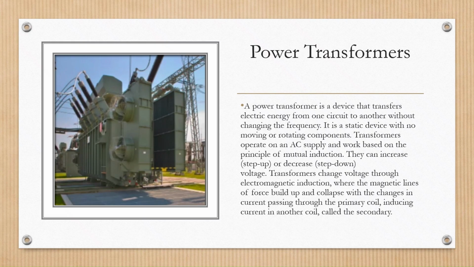A power transformer is a device that transfers electric energy from one circuit to another without changing the frequency. It is a static device with no moving or rotating components. Transformers operate on an AC supply and work based on the principle of mutual induction. They can increase (step up) or decrease (step down) voltage. Transformers change voltage through electromagnetic induction, where the magnetic lines of force build up and collapse with the changes in current passing through the primary coil, inducing current in another coil, called the secondary.